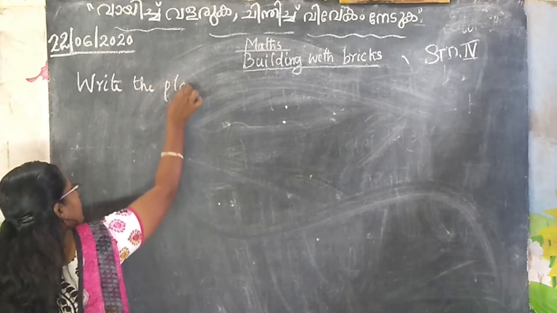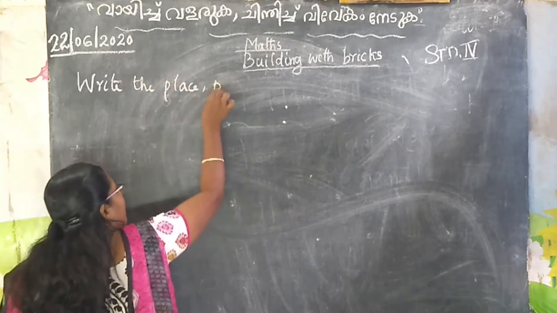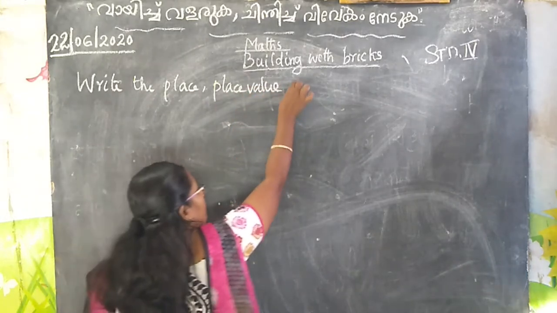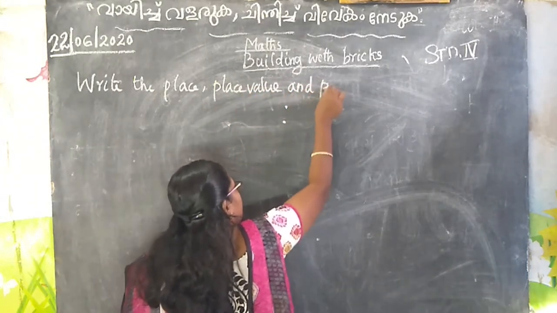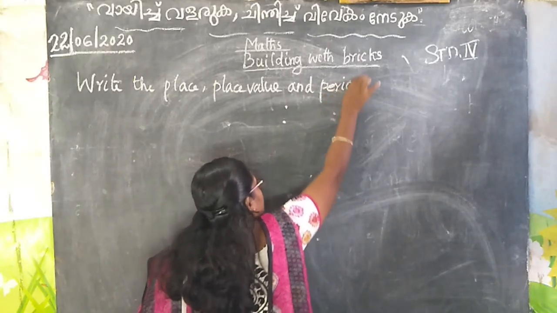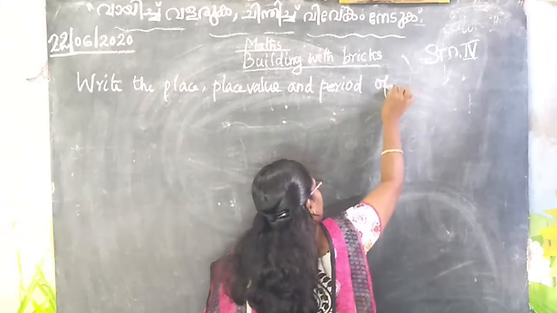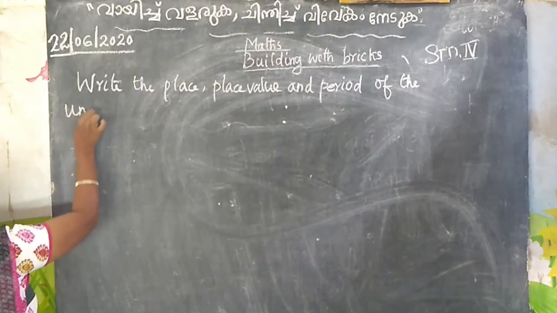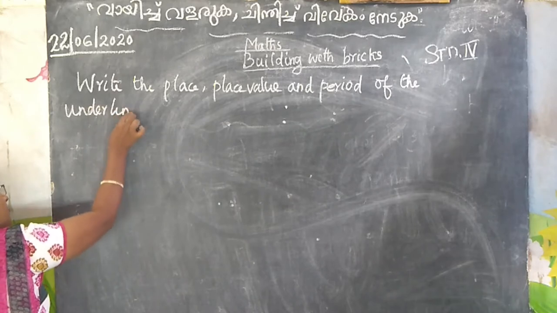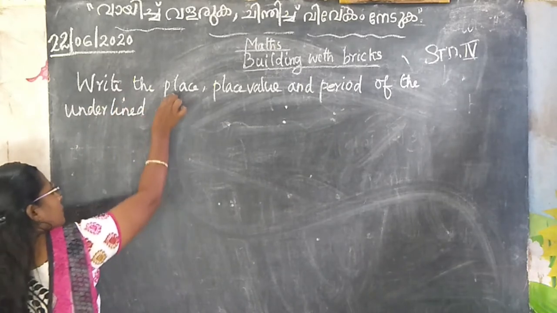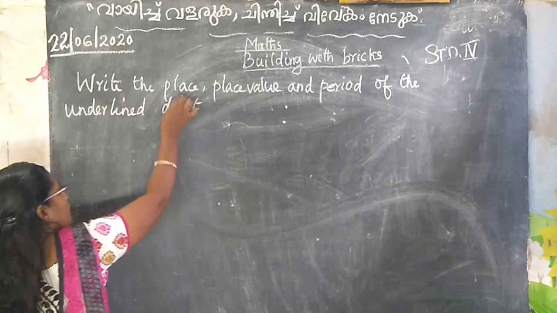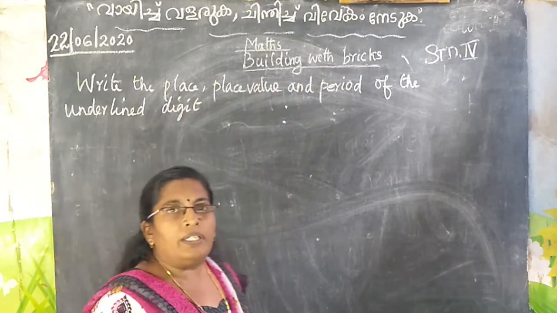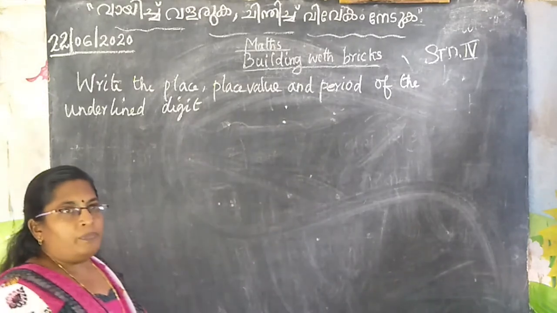Write the place, place value and period of the underlined digit.